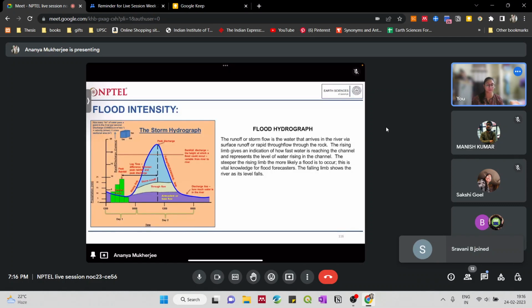Or through fall through the rock. Suppose the rainfall has happened at some other place, and due to the surface runoff, it has come from that place to the river. So runoff, as we call it, the storm flow, is the water that arrives into the river due to the surface runoff, or through flow.